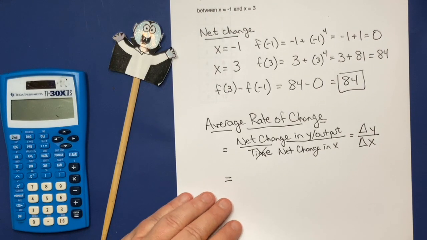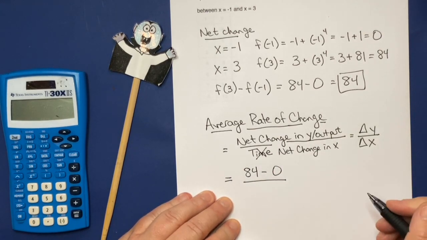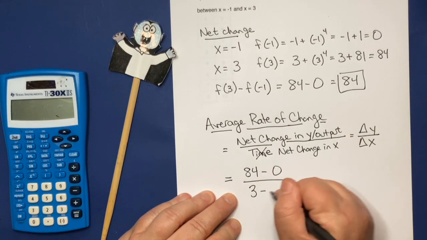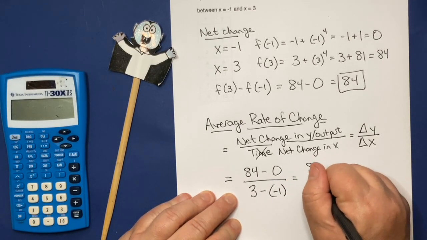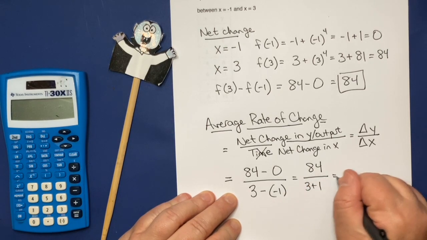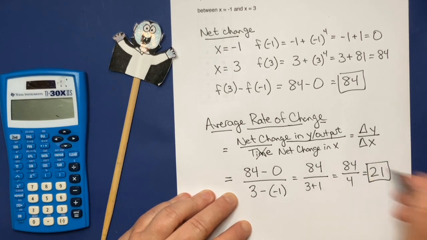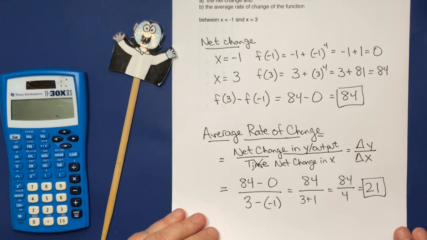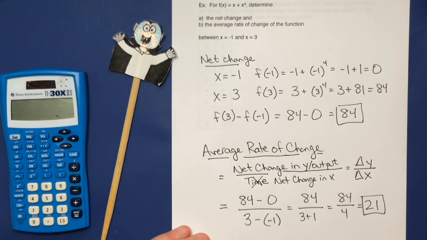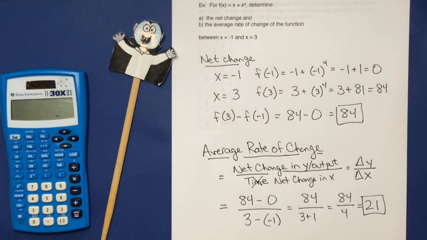So how does this one look? Well, we've got up top, we've got the 84 minus the 0. And down on the bottom, I've got 3 minus -1. So this is 84 all over 3 plus 1, just 84 over 4, which is just 21. Woohoo! Hopefully this one's a little bit faster because it's not a word problem. It's just the math. We're just interested in how much y is changing over the change in x.